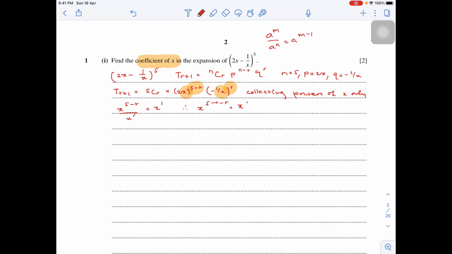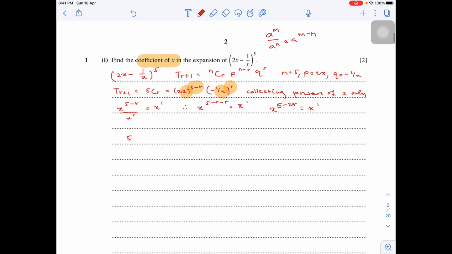I know a to the power m over a to the power n is a to the power m minus n. So x to the power 5 minus 2r is x to the power 1. 5 minus 2r is 1. So 5 minus 1 is 2r. 2r is 4, which means r is 2.